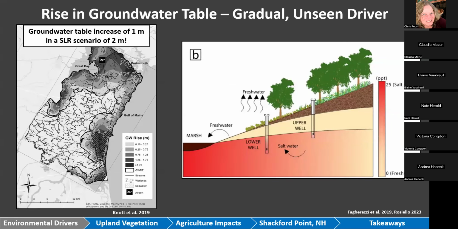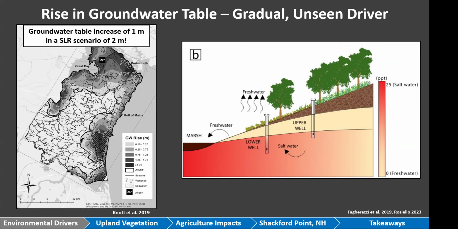Additionally, Fagherazzi et al. 2019 did a really great study where they set up lots of groundwater and conductivity wells along a transect in several forests in Virginia, Maryland. And their question was what drove the transport of saline water into the shallow root zone, which might impact trees.